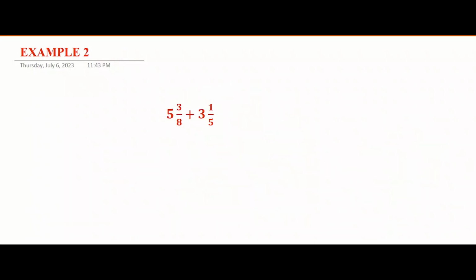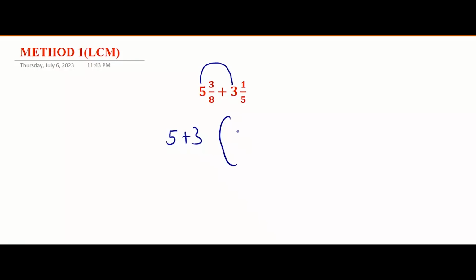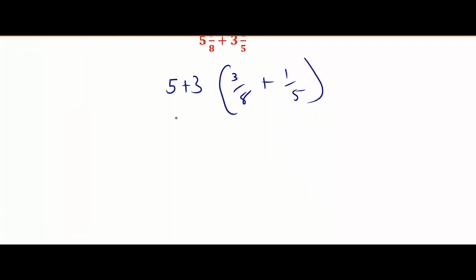Let's look into another example, that is example 2. So in this case, we have a whole number and a proper fraction. So how do we go about this? So let's go to the first method, that is LCM method. So in this case, we need to add the whole numbers. So if you add the whole numbers, we have 5 add 3. Okay, so we are left with 3 out of 8 add 1 out of 5. So we are going to add the whole numbers, that gives 8.